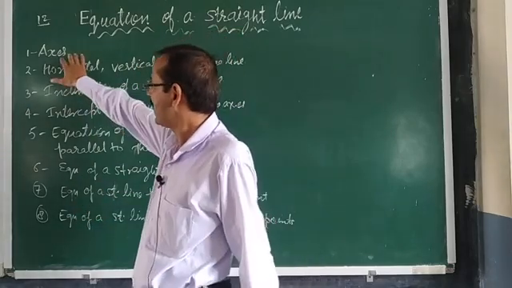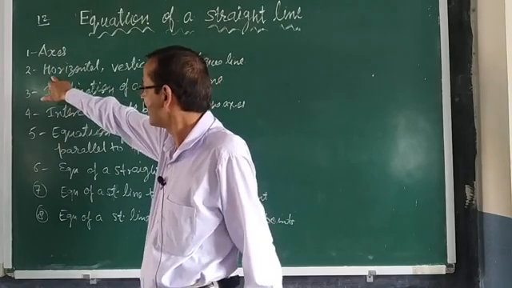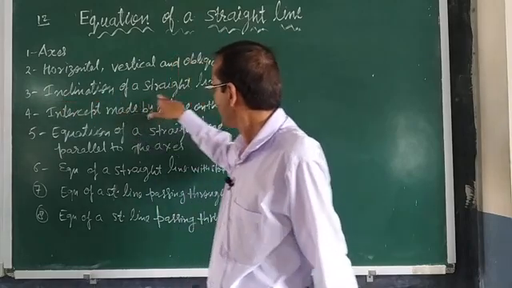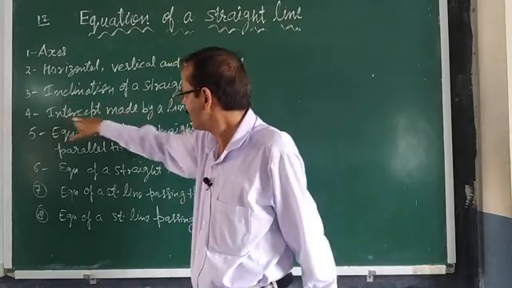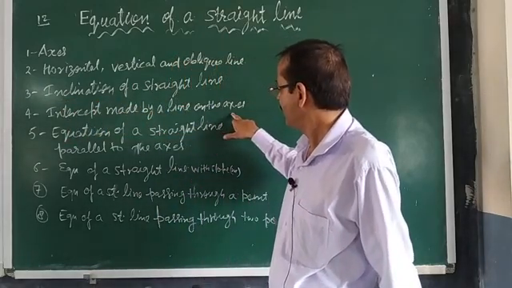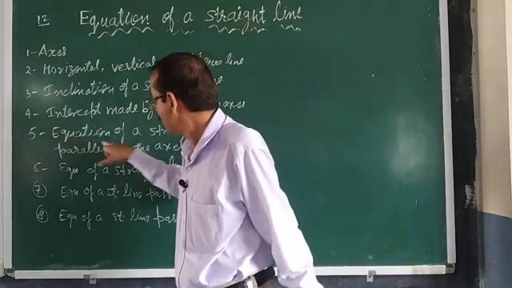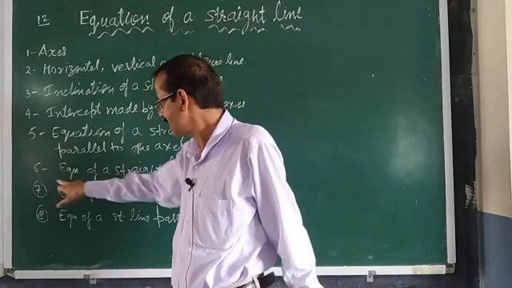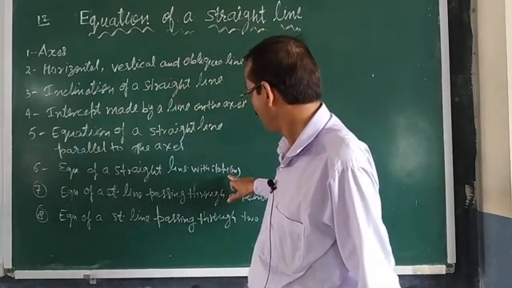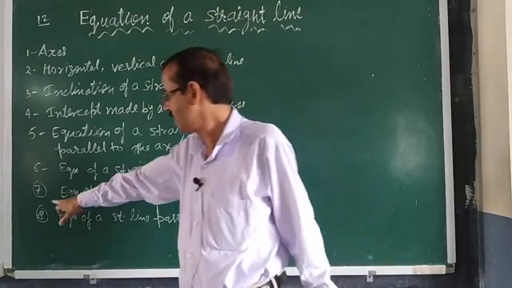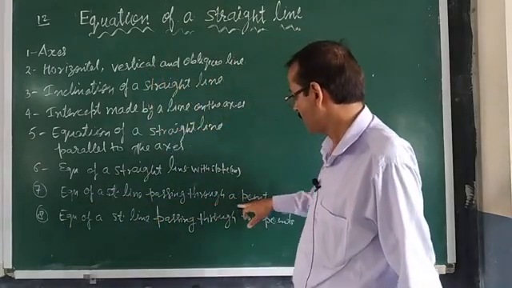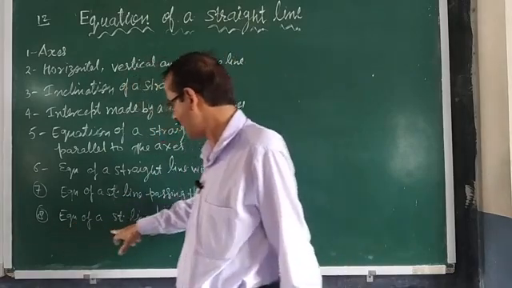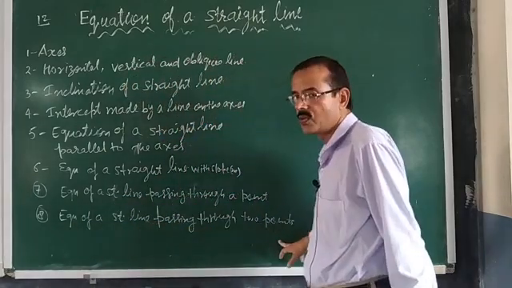So students, first, you have to know about the axis. Second is the horizontal, vertical and oblique lines. Third, inclination of a straight line. Fourth, intercept made by a line on the axis. Fifth, equation of a straight line parallel to the axis. And sixth, equation of a straight line with slope m. And seventh, equation of a straight line passing through a given point. And last, eighth, equation of a straight line passing through 2 points.